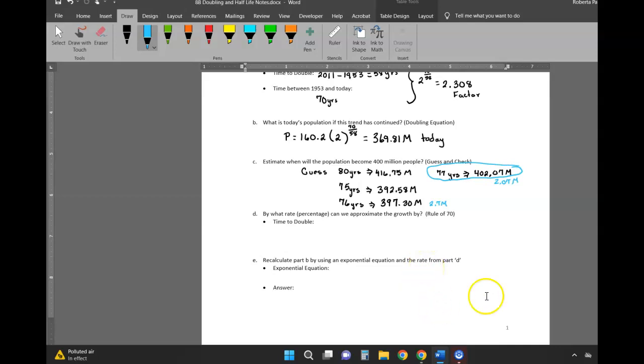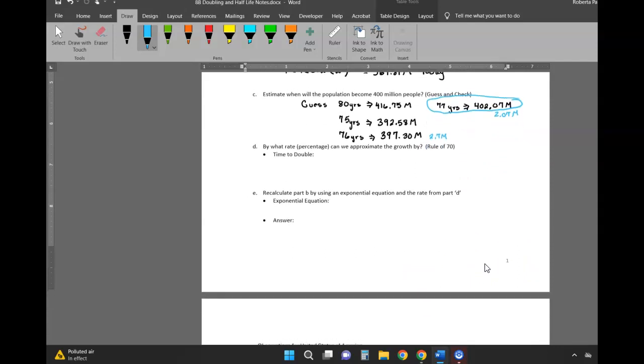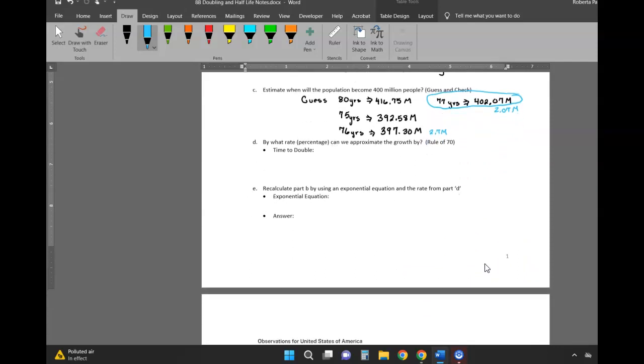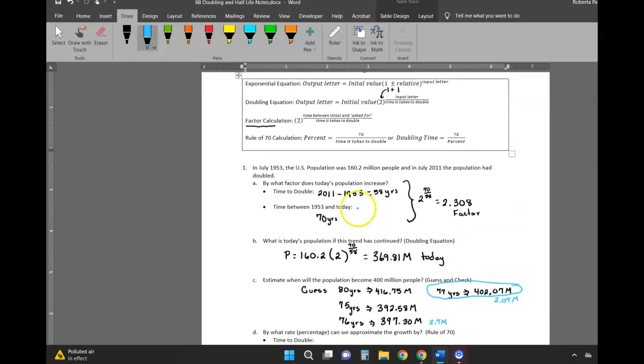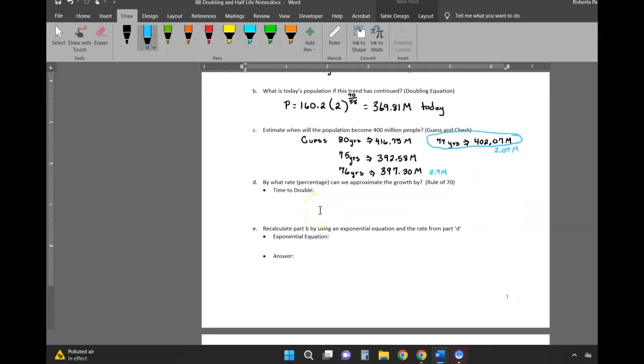Okay, so now let's look at a couple other things that will happen. Here we're going to use this rule of 70. So by what percentage can we approximate the growth? It says use the rule of 70, because the rule of 70 will give us the percent if we know how long it takes to double. So our double time is 58 years.